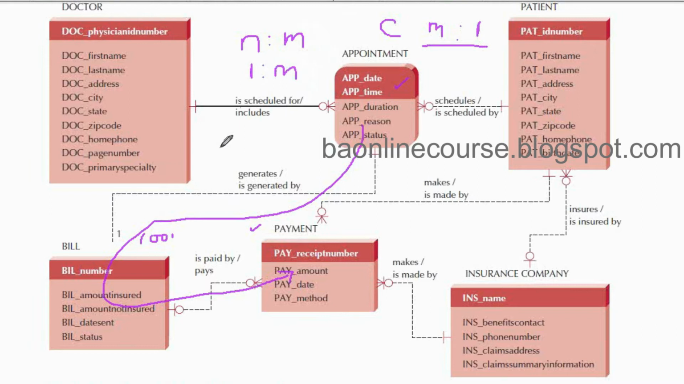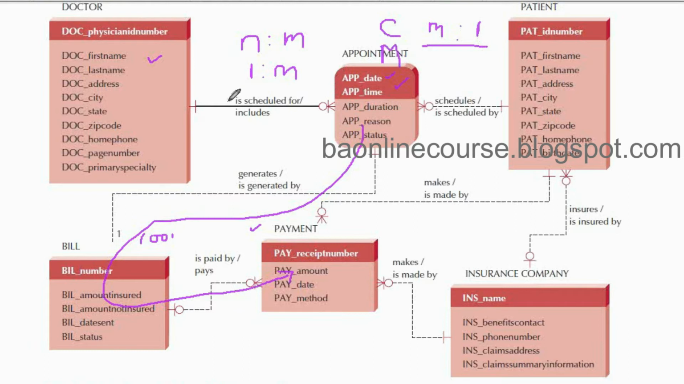Okay. So broadly, what we are saying is, how is one instance of an entity related to instances of other entities? So how is one doctor related to appointments? Can he have more than one appointment or only one appointment? Okay. So this is called cardinality.